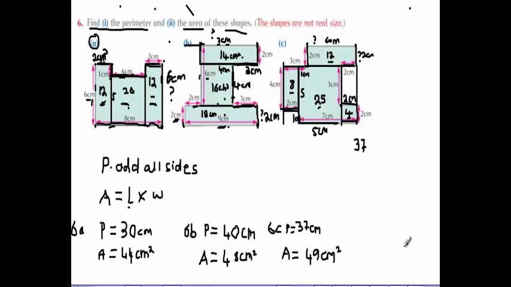Okay, I hope that this video has helped you to understand area and perimeter. Best of luck with the rest of the sums.